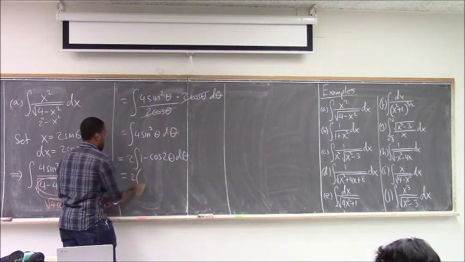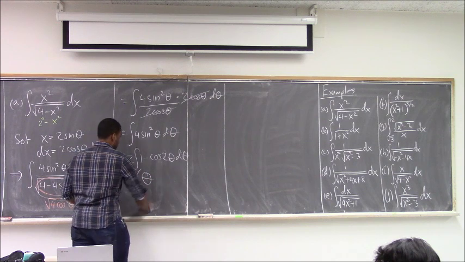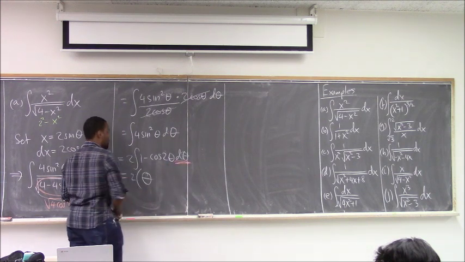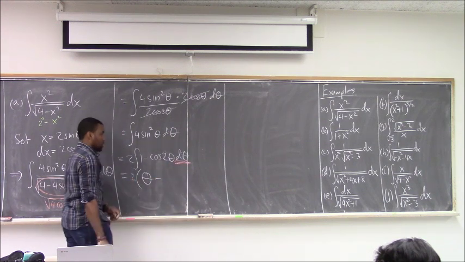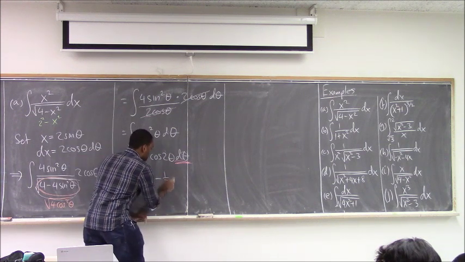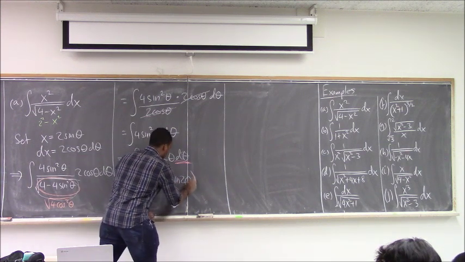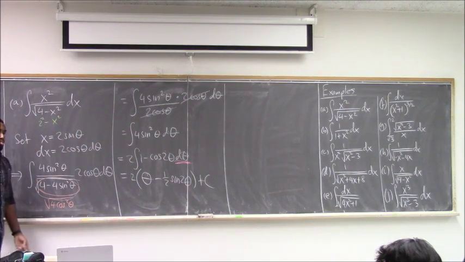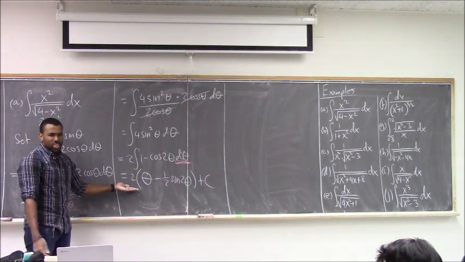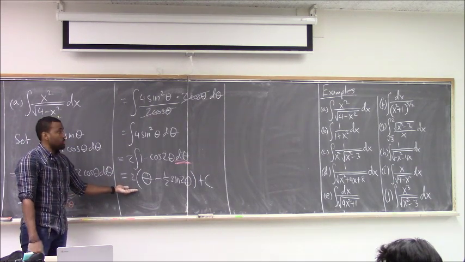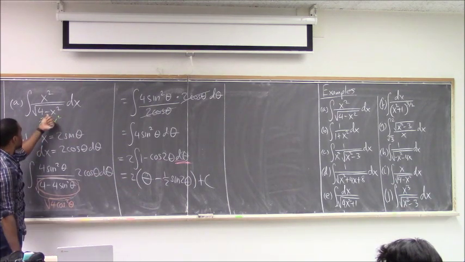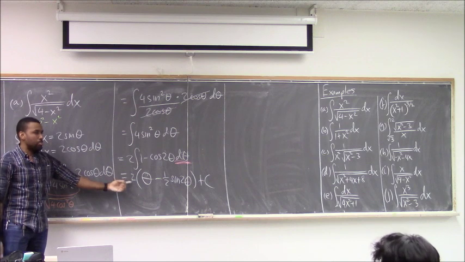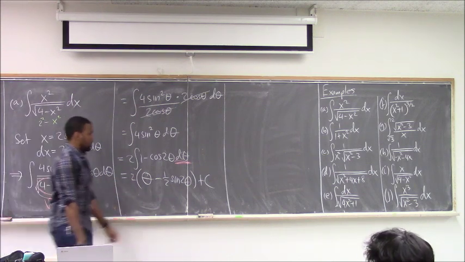Theta, d theta. The integral of cosine 2 theta is 1/2 sine 2 theta. And that's the answer. That's the integral. Problem though, you never leave your answer in the substituted variable. You always want to change it back to the original variable.